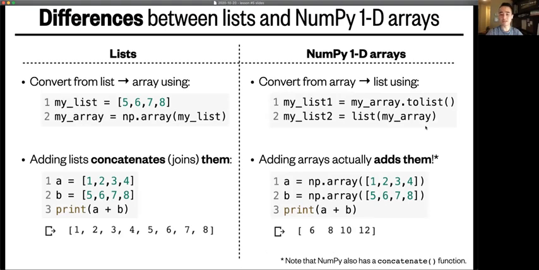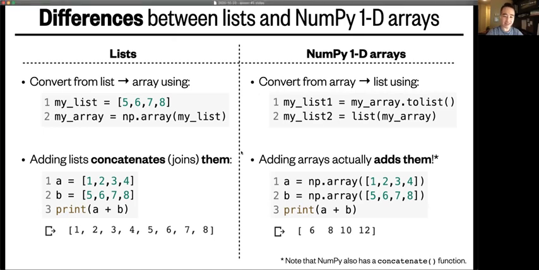How do you convert between lists and arrays? Well, you already know the syntax to turn a list into an array. But to go from an array to a list, you have 2 options that both work. There's NumPy's .tolist function, and there's also Python's built-in list function. Different syntax, same result.